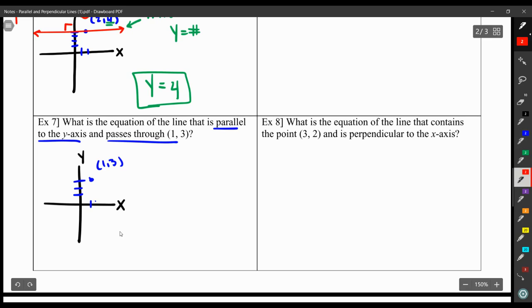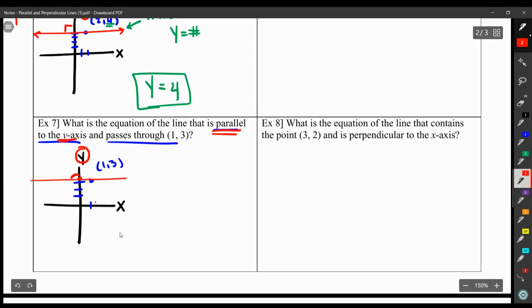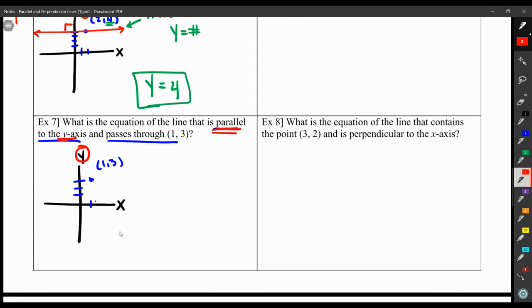But this time I need to be parallel to the y-axis. Well, parallel lines never cross each other. So if I try to draw the same direction I did last time, those lines cross right here, and so those are not parallel to each other. I can't draw it slanted because that still crosses the y-axis, which means it's not parallel. So to draw a parallel line, I'd have to draw this up and down the same direction as my y-axis goes. Those two lines will never cross. This axis and this line are parallel to each other.